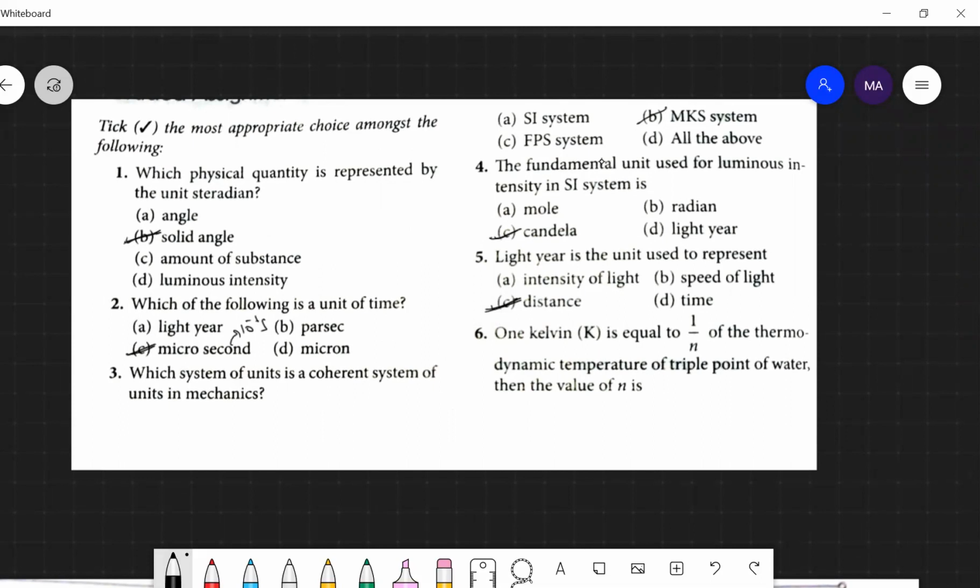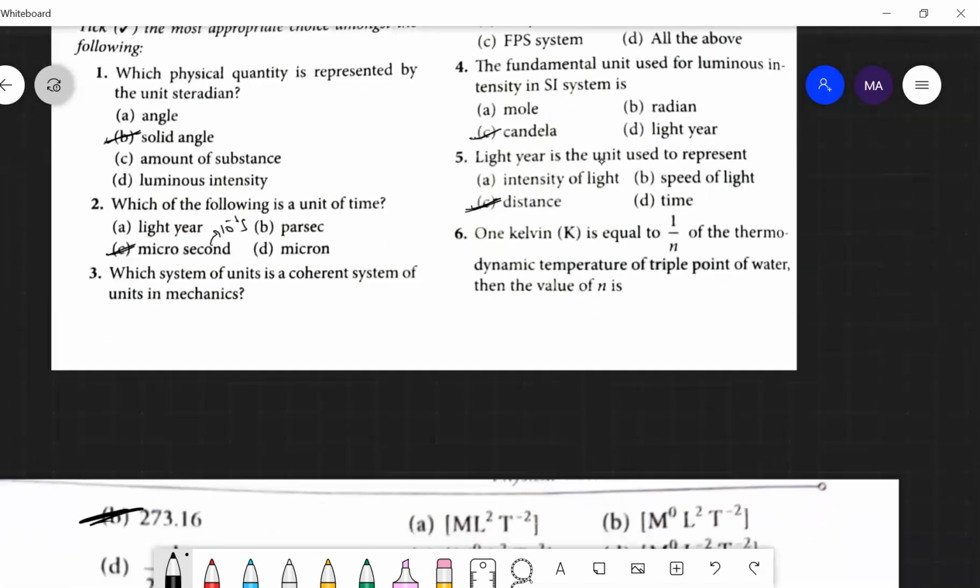Which system of units is a coherent system of units in mechanics? Obviously, the meter-kilogram system, because we don't use FPS systems right now. So the SI system is coherent, meaning MKS: meter, kilogram, second. The fundamental unit used for luminous intensity in the SI system is obviously candela. The fifth one, light year, is a unit used to represent distance.